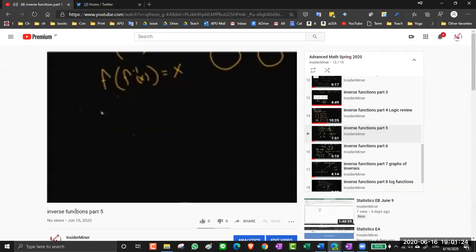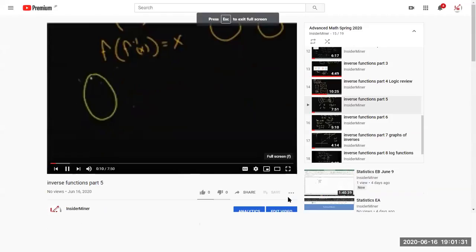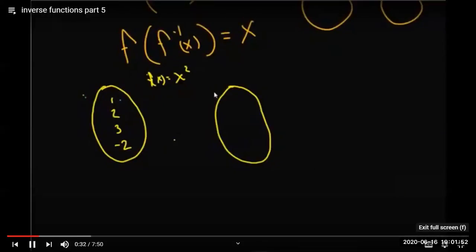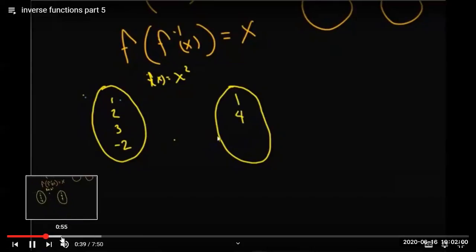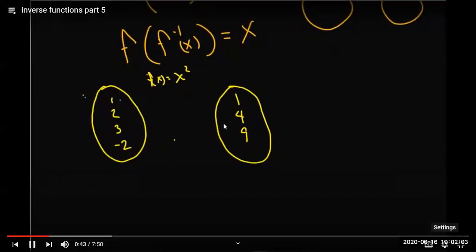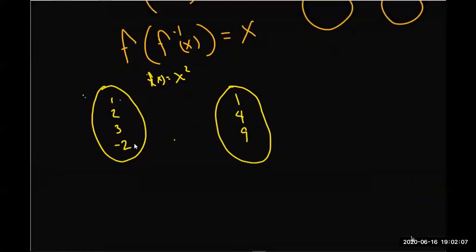Okay, let's look at this function, f of x equals x squared. Let's just take a few elements in the domain, not every possible real number. Let's say 1, 2, 3, and -2. So 1 goes to 1, 2 goes to 4, 3 goes to 9, and -2 also goes to 4. So this function, we already said, is not going to have an inverse because it's not 1-to-1.